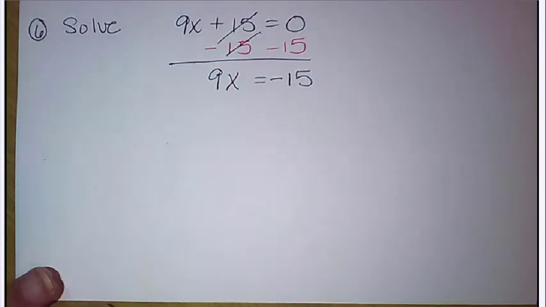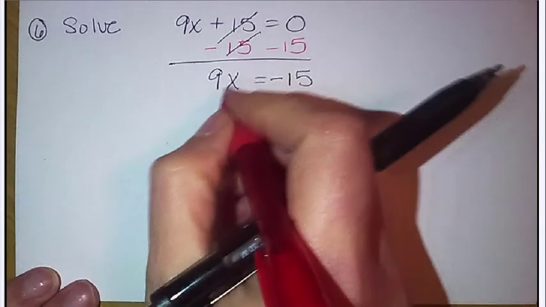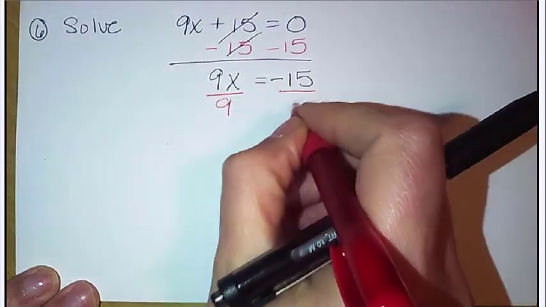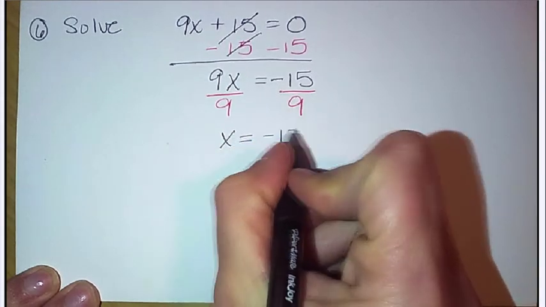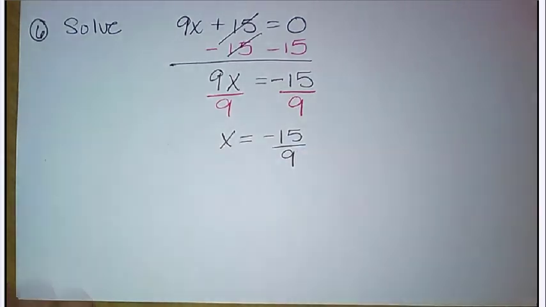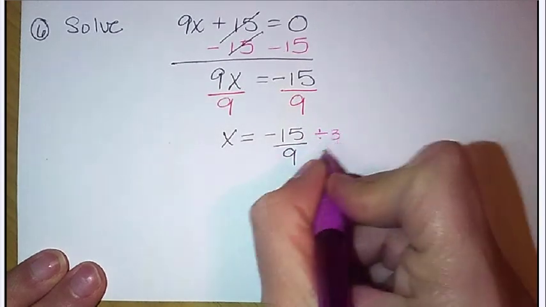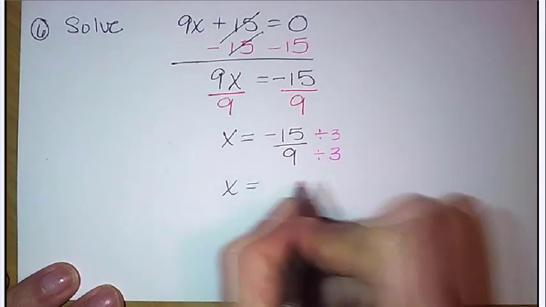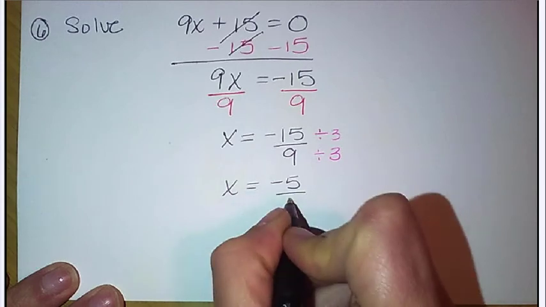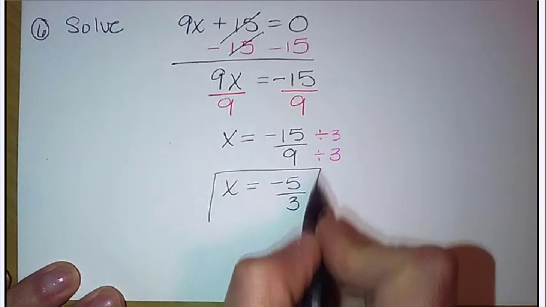Again, now I'm wanting to get rid of that 9 in front of the x. It's multiplication, so the opposite is division. We're going to divide both sides by 9. And x is going to equal negative 15 over 9. But again, I can't just say that it's negative 15 over 9. I need to reduce that. Both the negative 15 and 9 are divisible by 3. So we're going to come in here and divide out a 3, top and bottom. And that is going to give us x equals negative 5 over 3. And this would be my final answer.